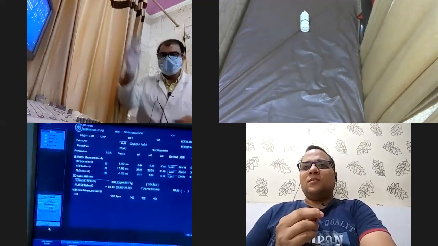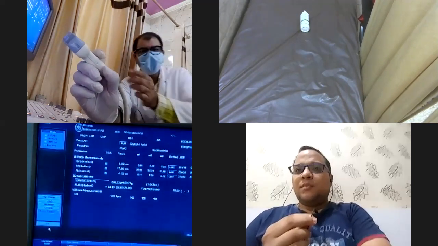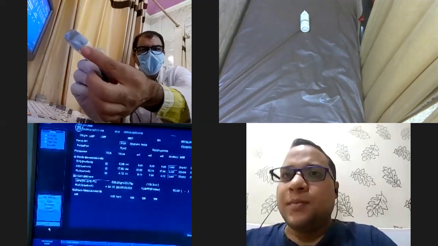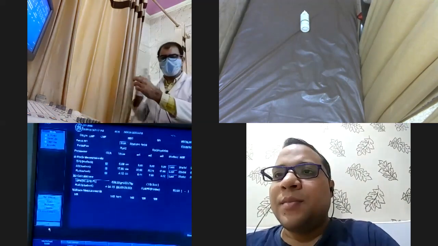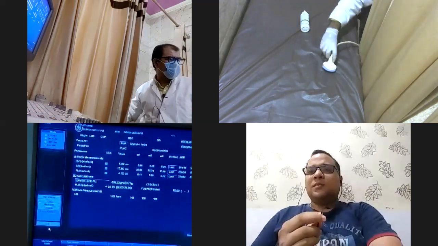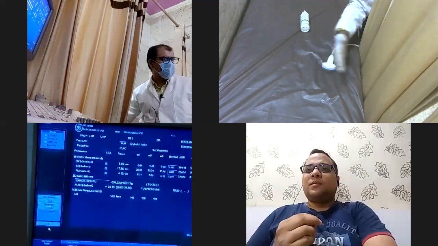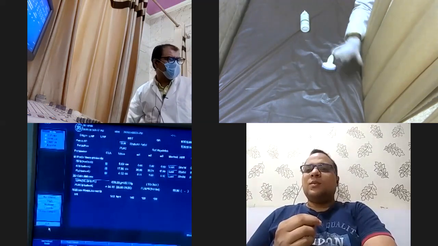And this is the probe indicator over here. Here it is a depression. In your probe, it can be a marker, it can be an indicator, it can be a logo of the company, anything, but this marker should be towards the patient's right. I will show you on patients also.